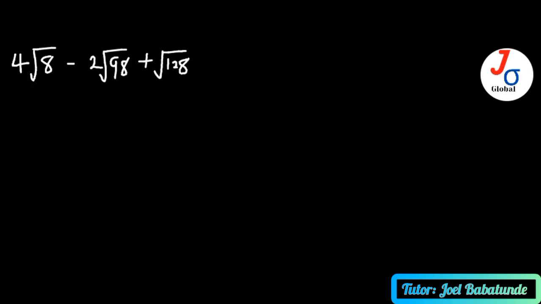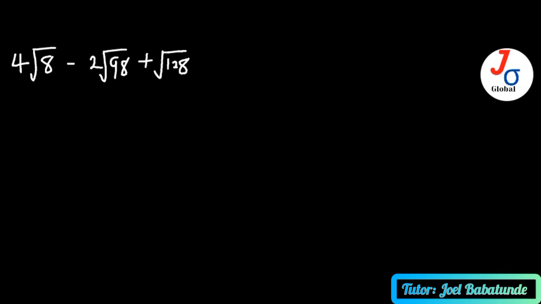So here we go with this question: 4 root 8 minus 2 root 98 plus root 128. So looking at root 8, what should I do? Perfect square, you have 4. Okay, 4 times 2 is 8. And 49 times 2 is 98. And 64 times 2 will actually give us 128.